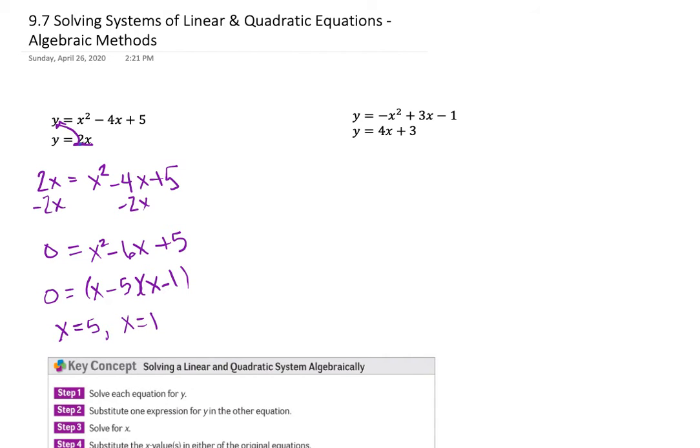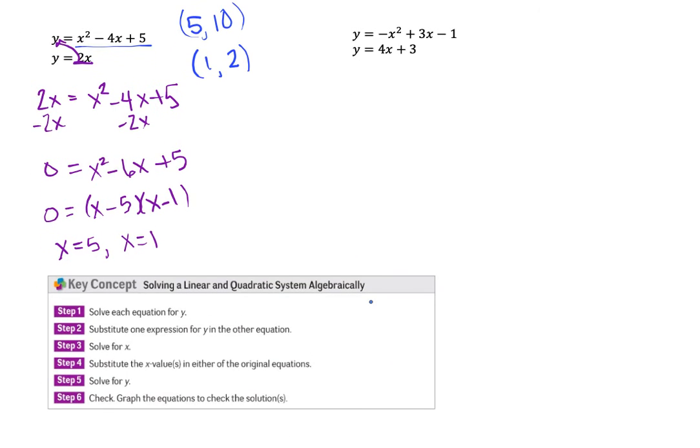So I'm going to plug in, and it doesn't matter which one. I'm going to plug in my 5 for my x. In this case, I get 10 out. So that means one of my answers is (5, 10). And if I plug a 1 in for my x, I get 2 out. So I have (1, 2). And it's a good idea to check it with this one as well, just to make sure that those are the correct answers. We'll go ahead and do this one too.